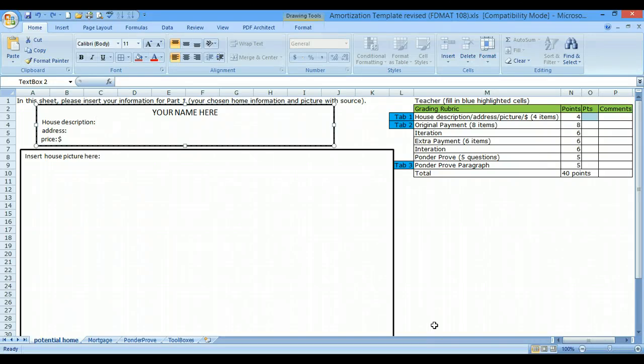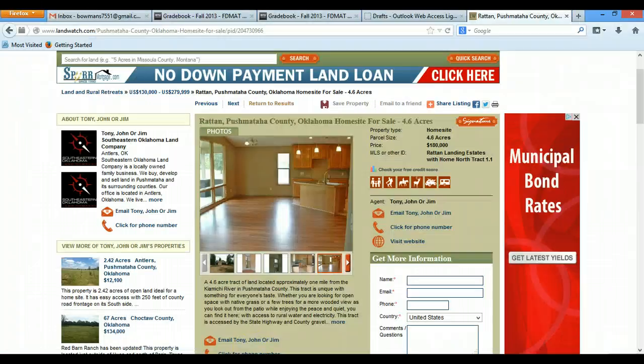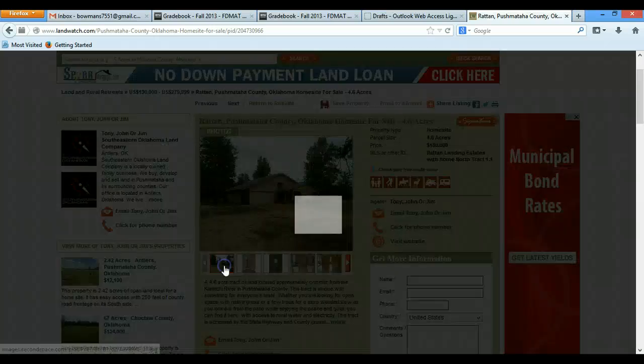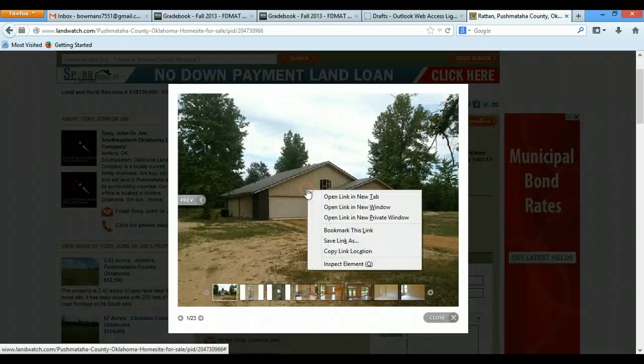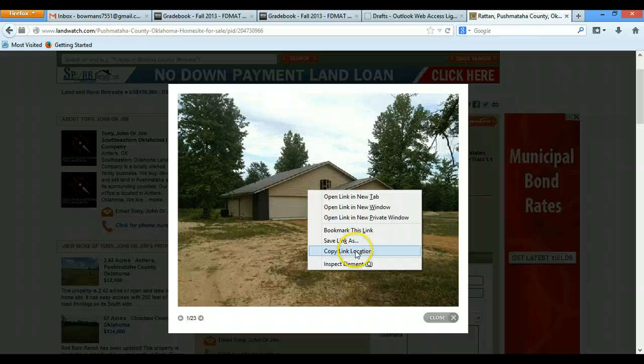I know it might sound like overkill to have a second tutorial, considering there's already a tutorial for doing the mortgage project online. However, I did change my template just a little bit, so it might help to see the whole project. The first thing you need to do is go shopping. Go online and find a house.